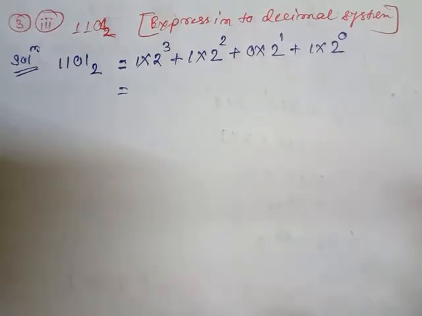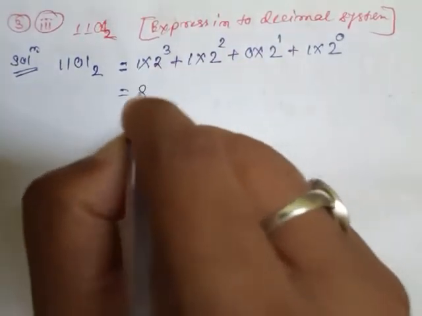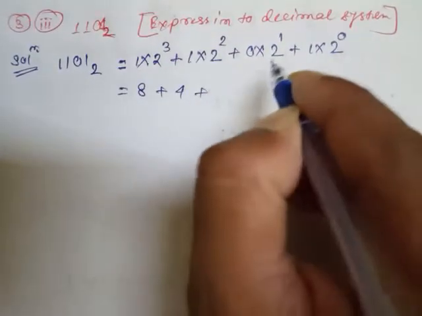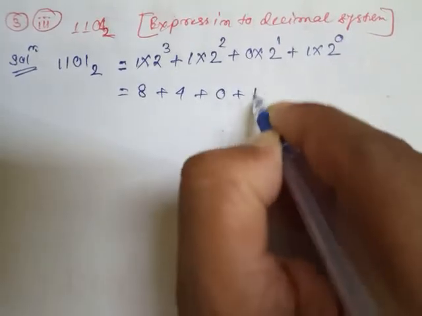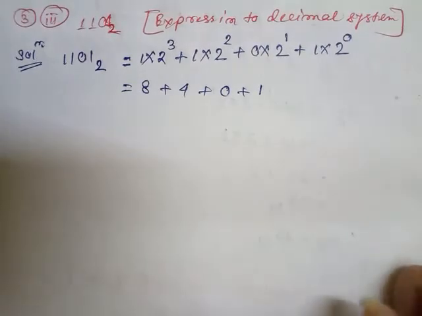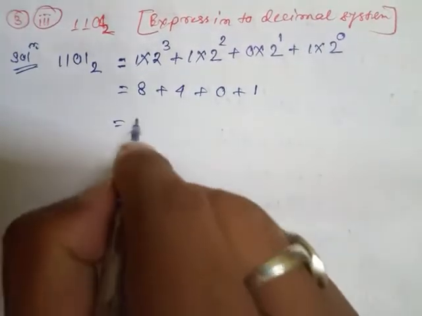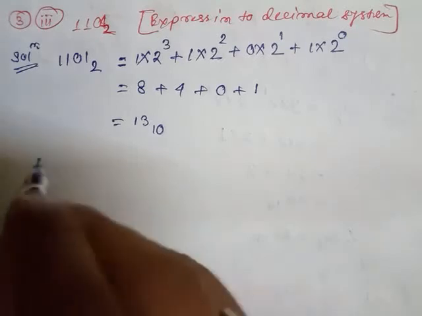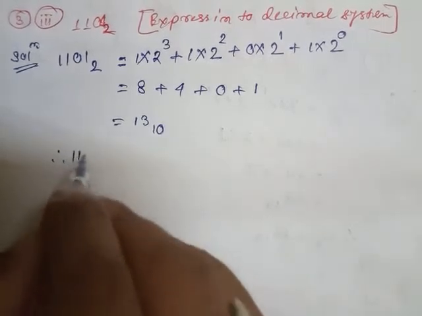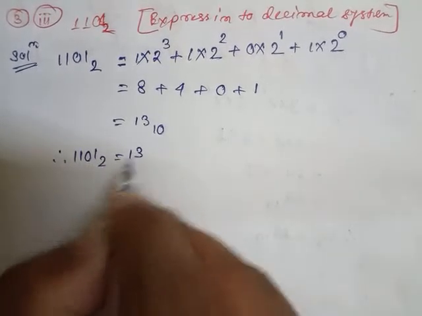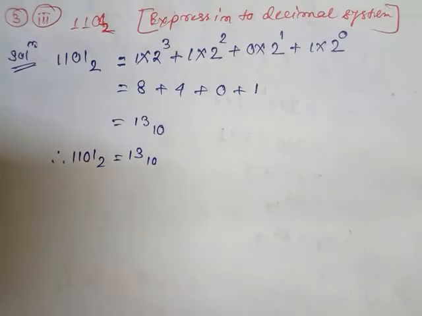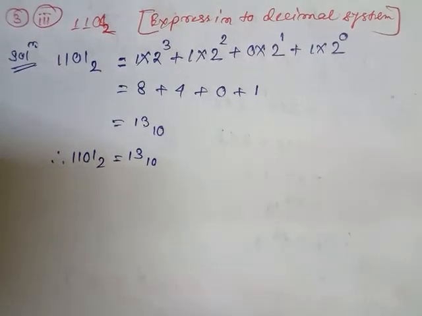You will just go through all the sums one by one. Only questions number 1 to 3 I have done now, and we'll move to some other sum. So 2 cube is 8, 2 square is 4, there is 0, and 2 to the power 0 means 1, which means 1 into 1 is 1. So 8 plus 4, how much? 12. 12 plus 1 is 13. 13 base 10. So in the last line I will write that 1101 base 2 equals 13 base 10. This is the conversion of binary to decimal.